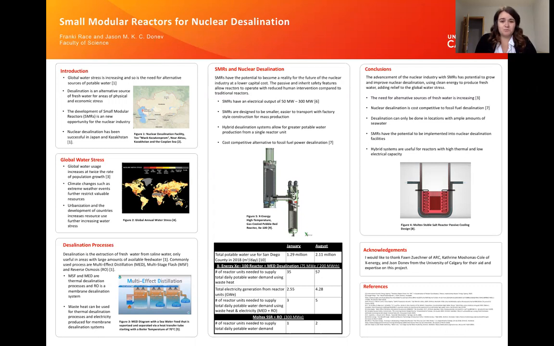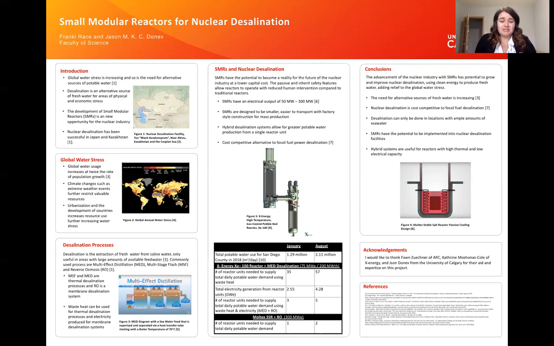for this project. Nuclear desalination is different from traditional or fossil fuel desalination as the power source for the desalination system changes. Nuclear desalination uses a nuclear reactor to provide heat and electricity. I've chosen to look at small modular reactors as they're considered the next generation of nuclear reactors. Small modular reactors range from 50 to 300 megawatts of electrical output.